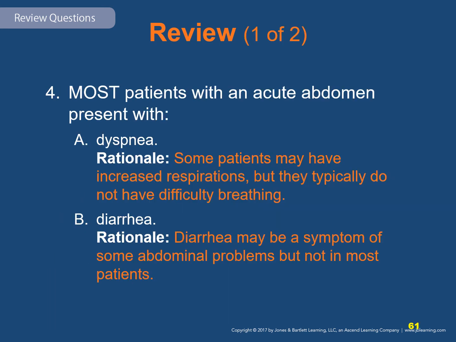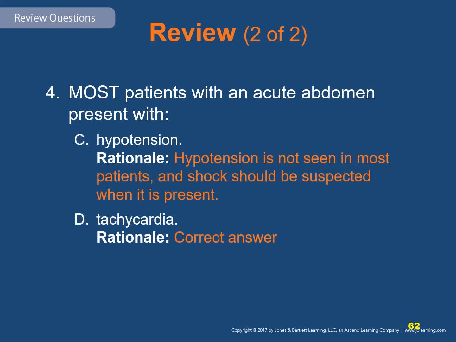Number 4. Let's review the incorrect answers. Most patients with an acute abdomen present with dyspnea. While some patients may have increased respirations, they typically do not have difficulty breathing, so dyspnea is incorrect. Diarrhea. Diarrhea may be a symptom of some abdominal problems, but not in most patients. Hypotension. Hypotension is not seen in most patients, and shock should be suspected when hypotension is present. Tachycardia is the correct answer.